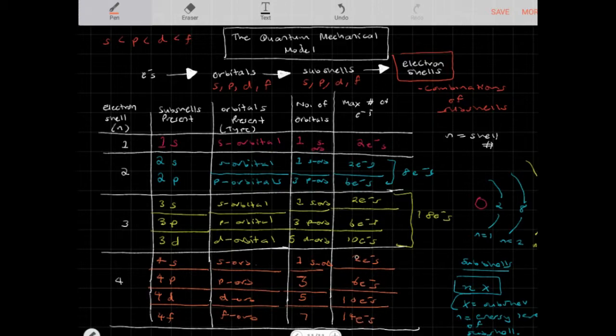So we add this up, we get 2 plus 6, which is 8. 8 plus 10, which is 18. 18 plus 14, which is 32. So we actually have 32 electrons. Right? So in the fourth energy level, you would expect 32 electrons.